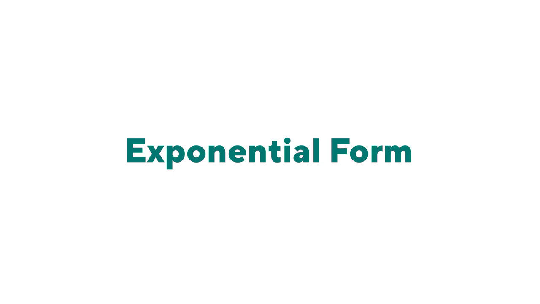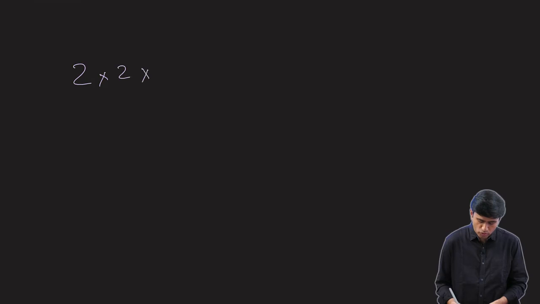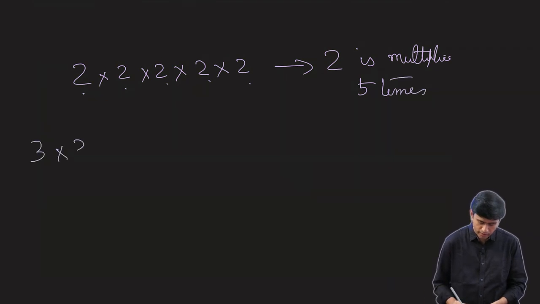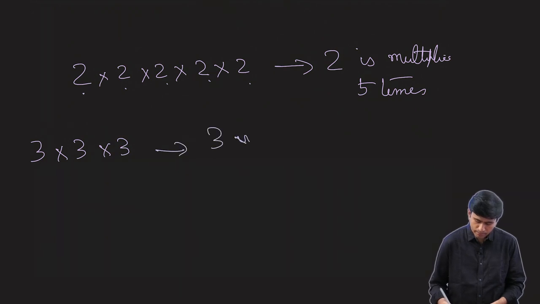Let's learn about exponential form. What is exponential form? 2 into 2 into 2 into 2 into 2. 2 is multiplied how many times? 1, 2, 3, 4, 5 times. How about 3 into 3 into 3? 3 is multiplied 3 times.